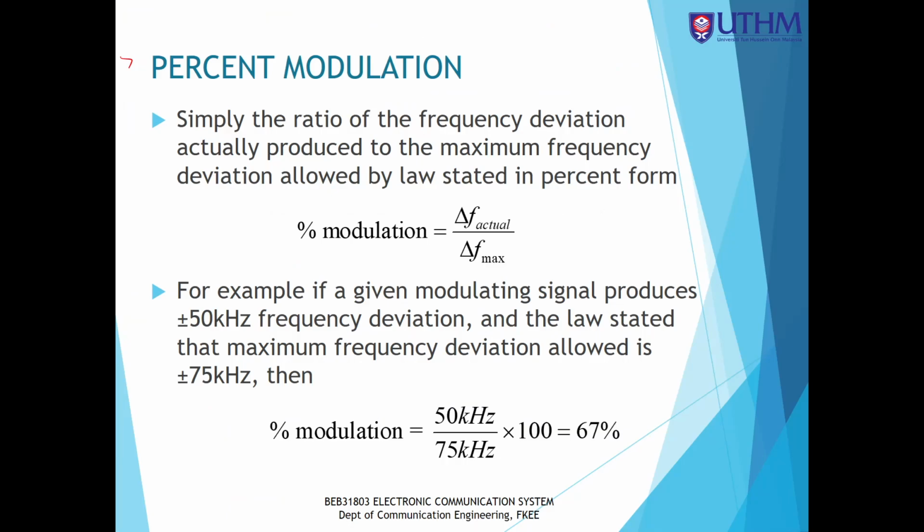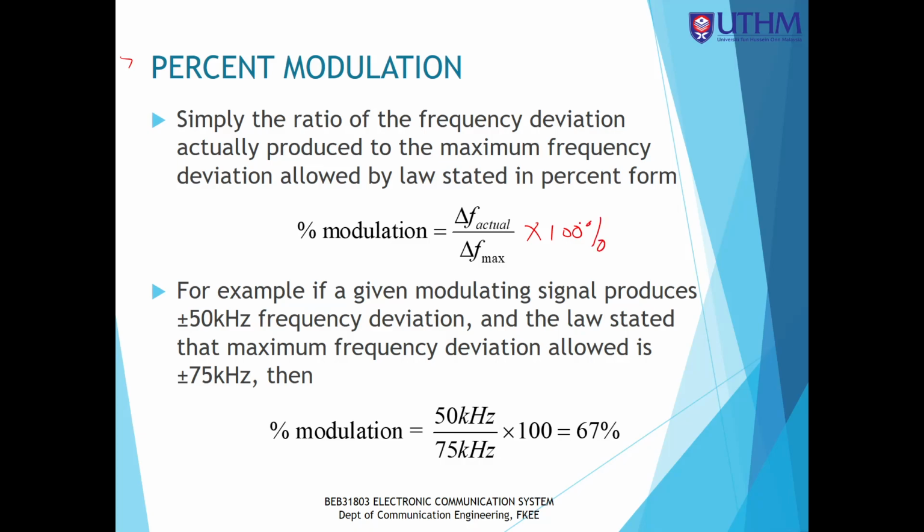The next topic is percent modulation. Percent modulation is the ratio of the actual delta F divided by the maximum delta F defined by the standard or by law. Since this is a percentage, you need to multiply it by 100%.